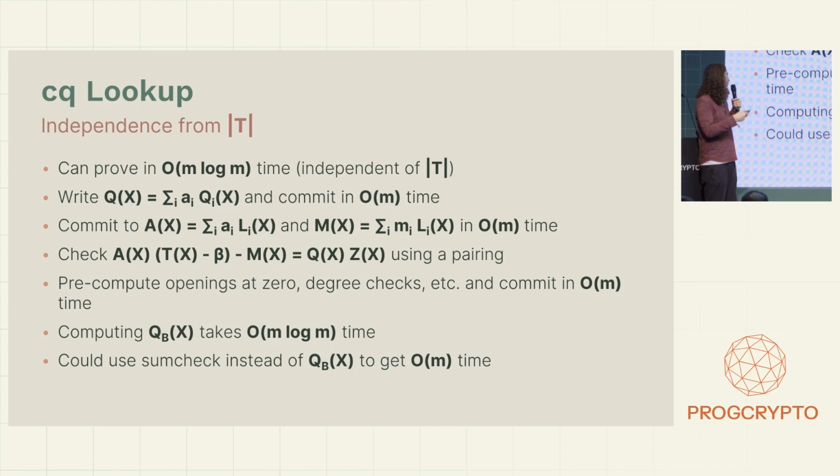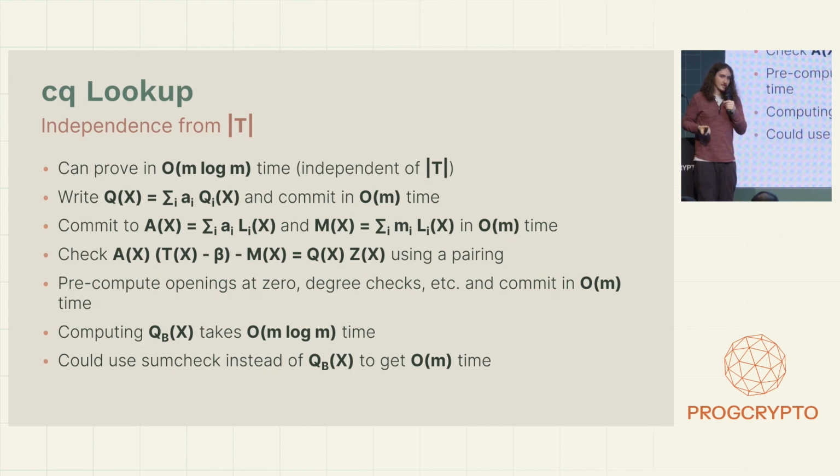And now we have these polynomials. We've committed to all of them except for t, which we sort of pre-computed in O of m time. And remember, z is just x to the n minus 1. So that's not something you pre-computed, I suppose. And so this equation is degree 2. This A(x) times (t(x) minus beta), and so on. So you can evaluate it using pairings in the exponent. Yeah, so that's basically the core trick of CQ.